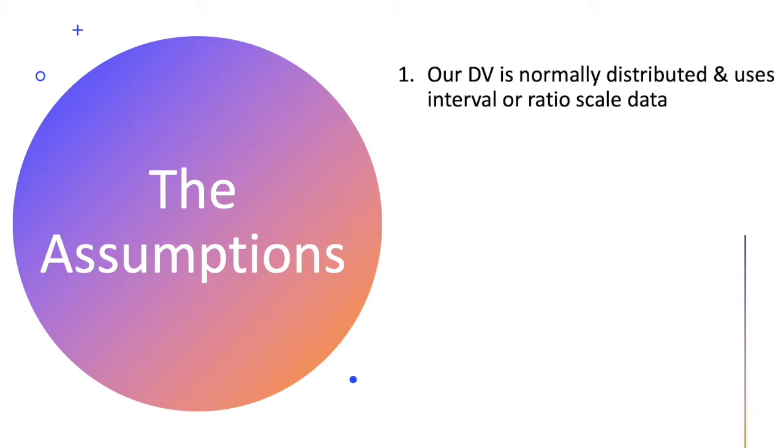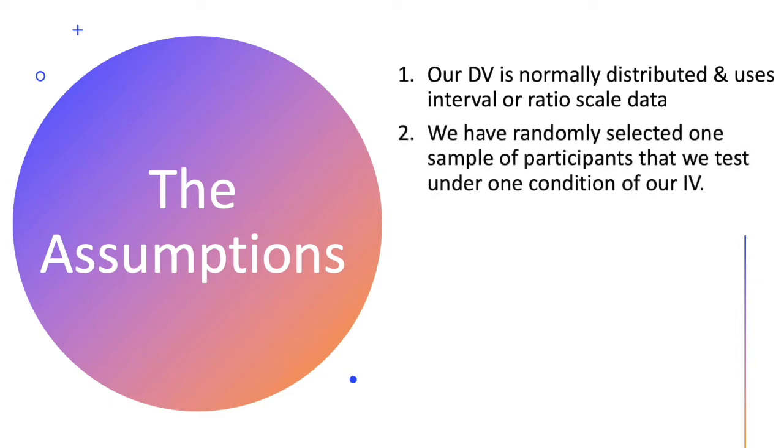What else? Well, the second one's based on the methodology we use. For a single sample t-test to be appropriate, we have to have a single sample. We've randomly selected one sample of participants from our population, and we've exposed them to one manipulation of our independent variable, one condition of that independent variable. In our earlier example, we drew a sample of kids from a population of kids, and that sample was manipulated by having been given a free account for ABC Mouse.